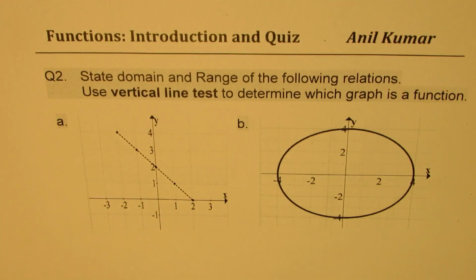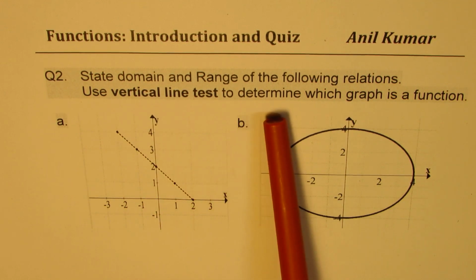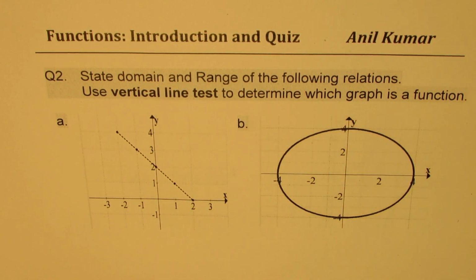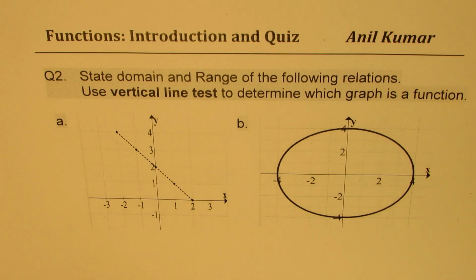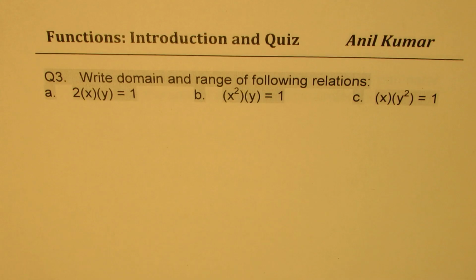Question number 2 is to state domain and range of the following relations. We have given graph in question number 2. And then you need to use vertical line test to determine which graph is a function, right? So we have 4 parts to this. These are the other 2 graphs. You can actually pause the video, answer the question. Also, specify why it is not a function or it is a function, okay?